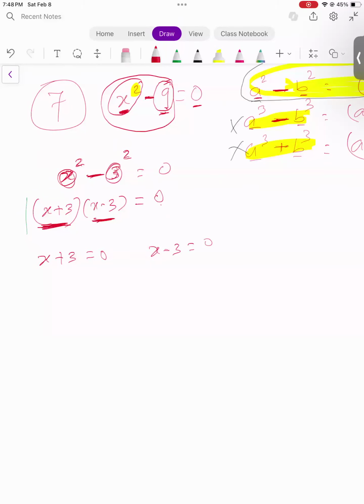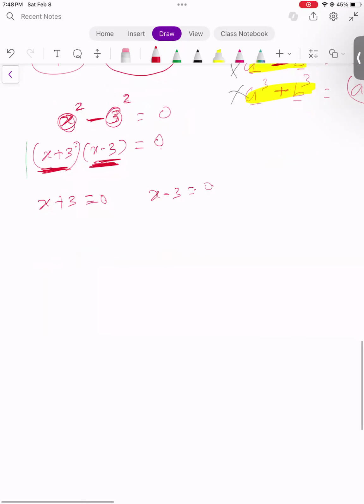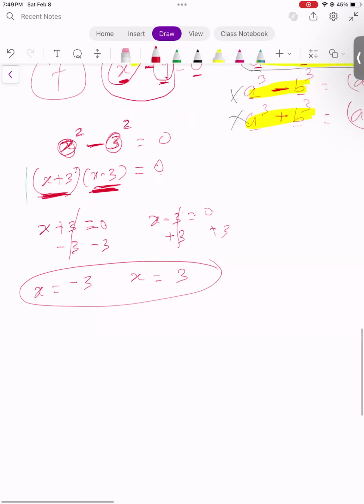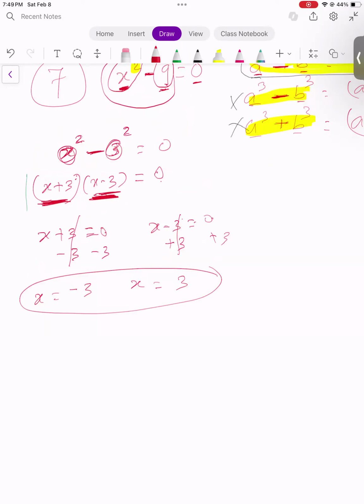And once you have the factors, you take each factor and set it equal to 0. Now we have these linear equations, so you subtract 3 on both sides, and for this equation you add 3 on both sides. This gives x equals negative 3, and x equals positive 3. And these are the solutions for this quadratic equation. Let me know if you have any question.